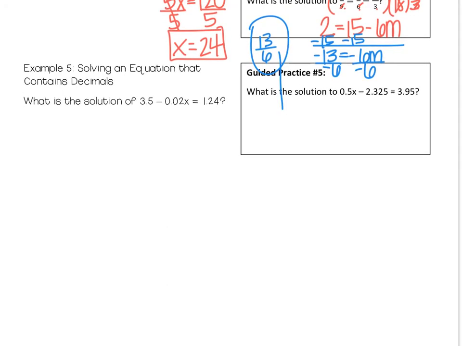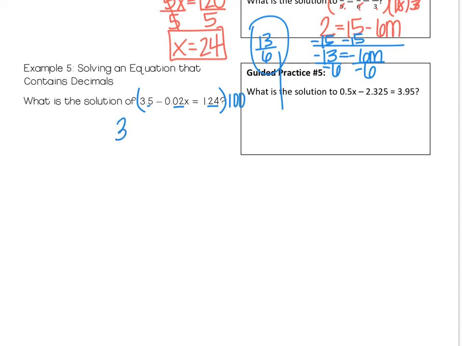All right, example 5. What is the solution of 3.5 minus 0.02x equals 1.24? When you have decimals in your equation, you can get rid of the decimals, just like you can get rid of the fractions. But what you want to do is multiply by a factor of 10 that has as many zeros as the greatest number of decimal places you have in your equation. So I have 1, 2, and then 2, so I'm going to multiply by a factor of 10 that has 2 zeros, meaning 100. And then that's just going to move my decimal 2 places to the right.